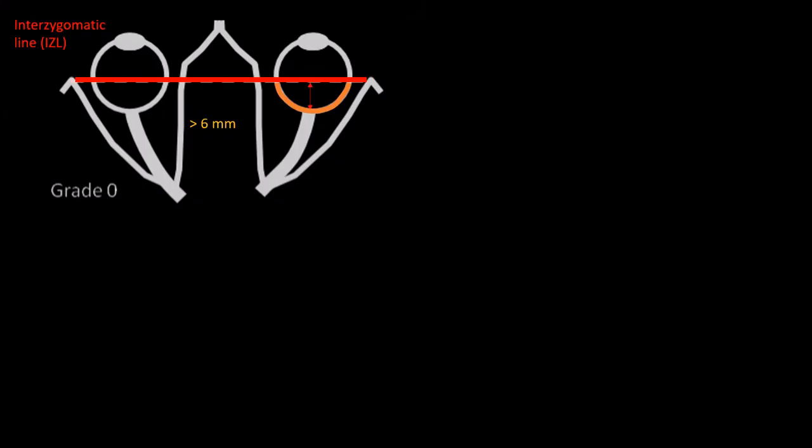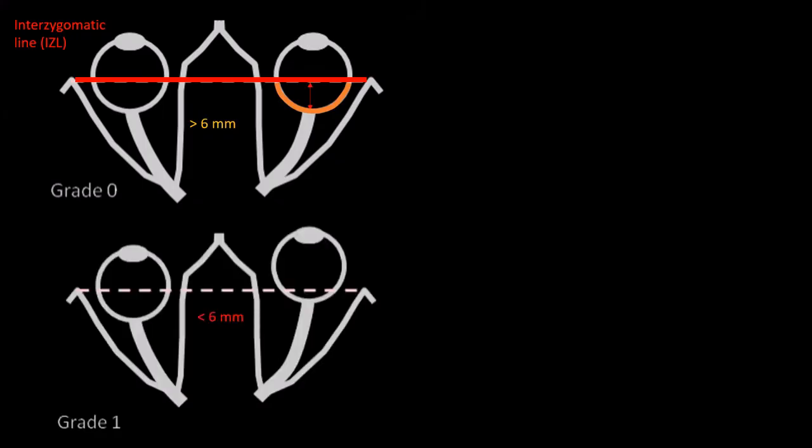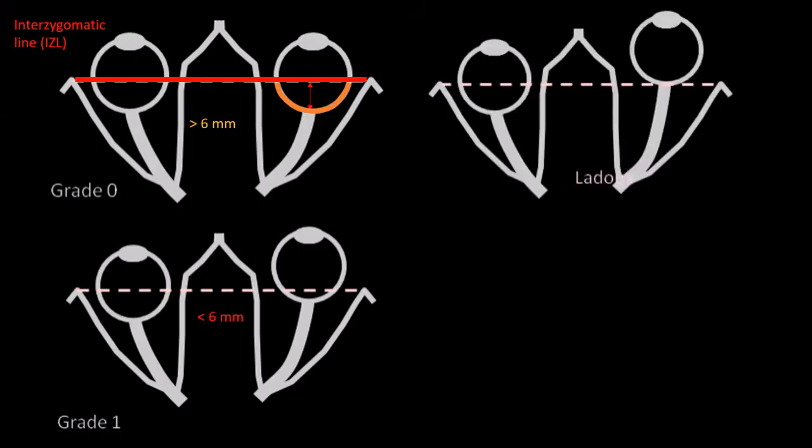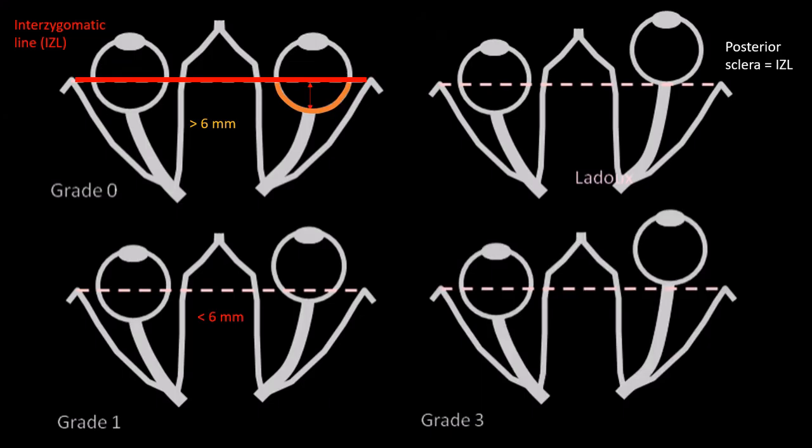If the posterior margin of the sclera is located less than 6 millimeters behind the interzygomatic line, we're talking about a grade 1 proptosis on imaging. If the posterior margin is located at the interzygomatic line, this is a grade 2 proptosis, and a grade 3 is when the eyeball is located completely in front of the interzygomatic line. So this is just a way to give some kind of radiological estimate on the severity of the proptosis.